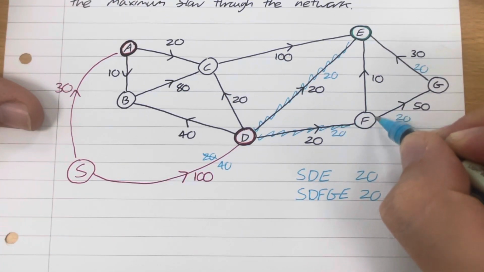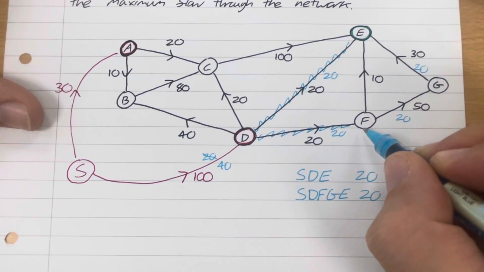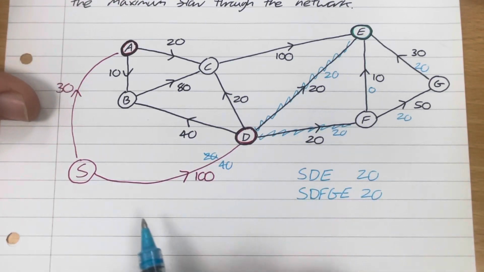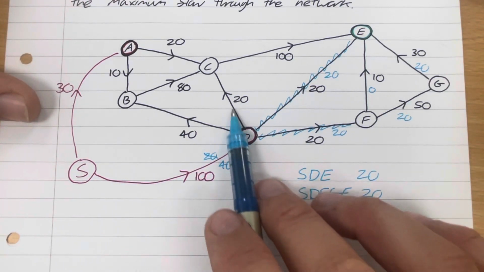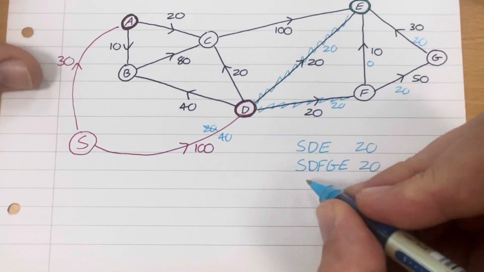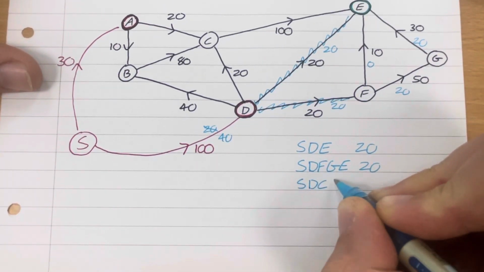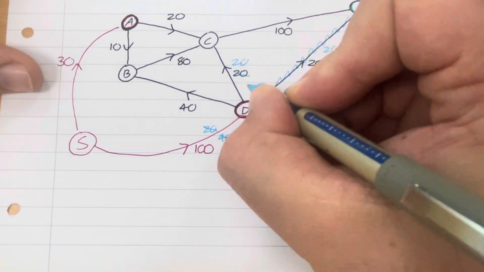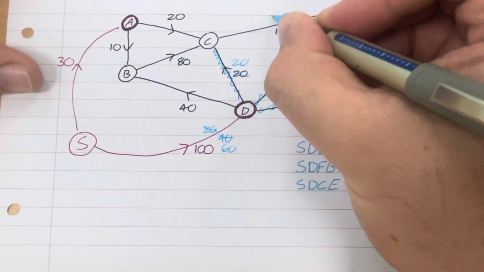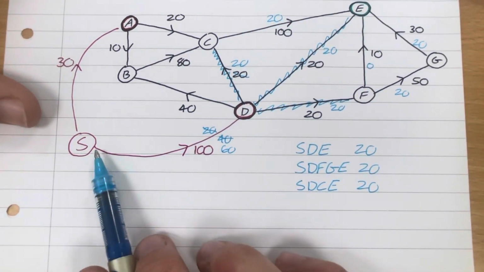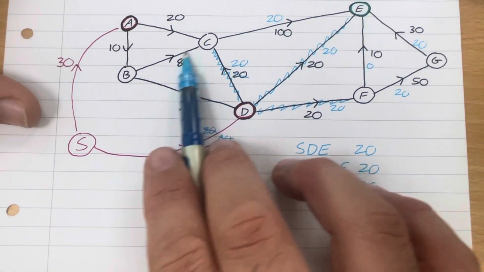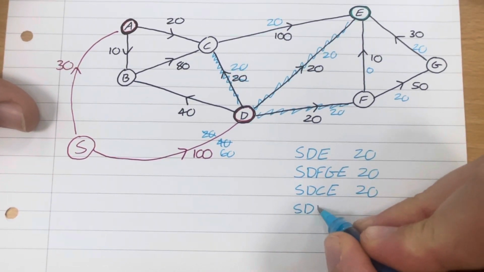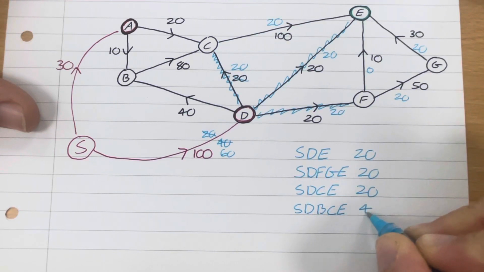I can't push any more fluid through F because all the pipes coming into F are saturated. Therefore, I know the flow from F to E will be 0. Okay, I can push 20 going up to C and then in. So let's have S, D, C, E. That's going to be another 20. So that's now going to go up to 60. Oops, sorry, I shouldn't have crossed that off because that's a pipe capacity. That's 20 there, and that's now 20 in that pipe. I can push 40 that way and in. So that is route S, D, B, C, E, and that's going to have 40 there.